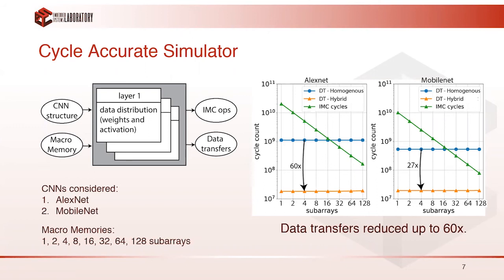And I compare the hybrid architecture with the conventional one, only SRAM without weight data mapping. Here I call it homogeneous architecture. In green is the number of in-memory computing operations required. This curve is equal for both the hybrid and the homogeneous, as the number of in-memory computing operations depends only on how much we can parallelize the operation. On the other hand, the data transfers drop up to 60 times.